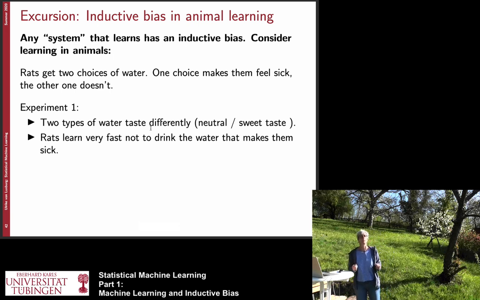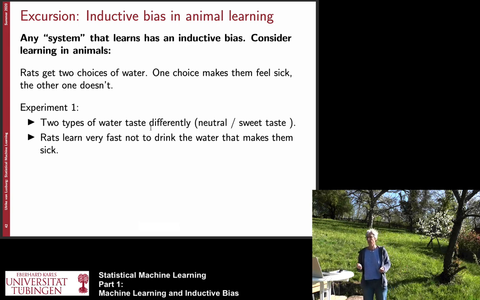So this is an experiment with rats. Now consider you have a rat, and the rat has a choice of two types of water. So there are two water bowls here. There are two types of water. One is normal water, and the other water makes it feel sick. And the rat hopefully is supposed to learn to avoid that water that makes it sick and only drink from the normal water. Now, if there wouldn't be any features that would show the difference, then the rat wouldn't be able to learn that.